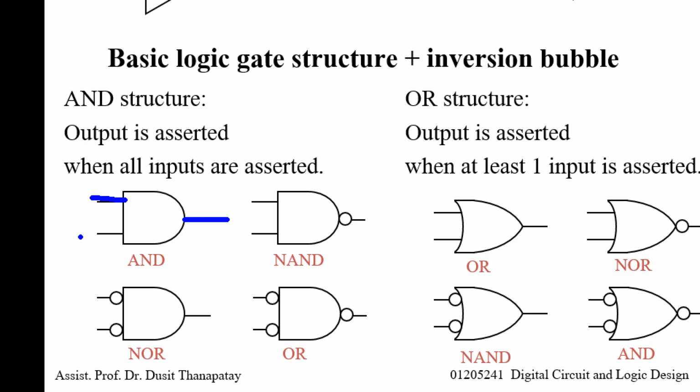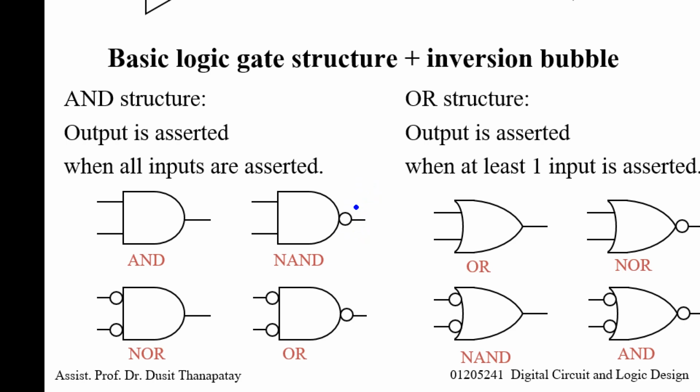Okay? This input is also active high. And now, let's consider this one. This one first. You know that it's a NAND gate, right? But now we consider the body. The main structure is AND, right? It's an AND function. The difference is just that the output is active low. Okay, it's an active low output.